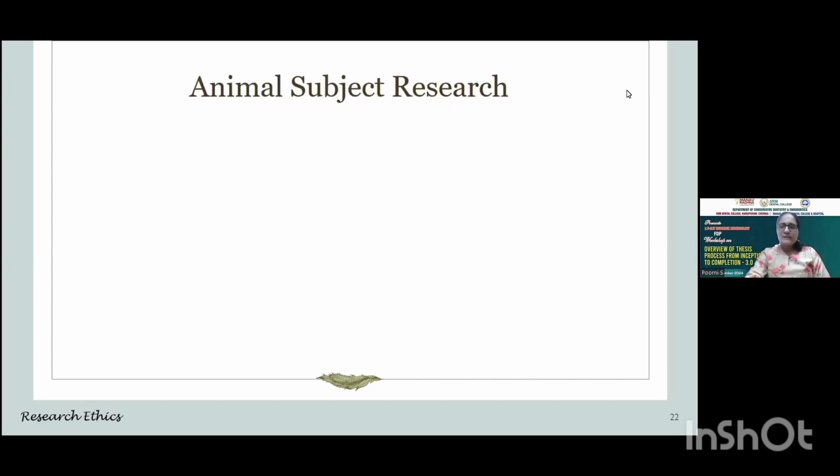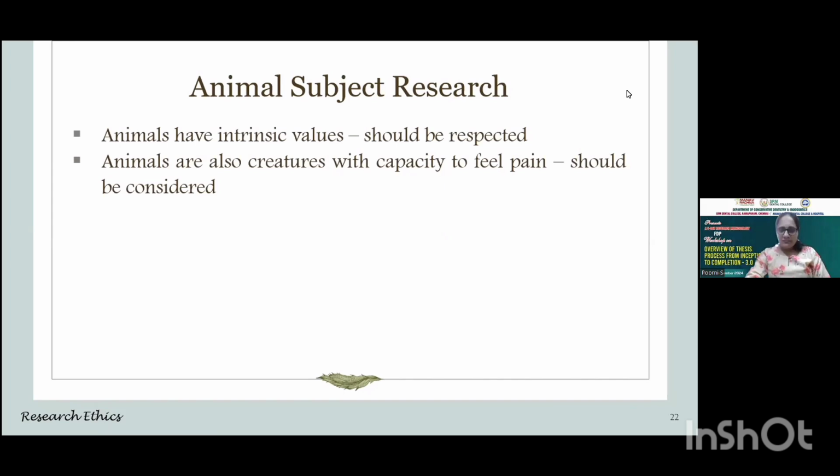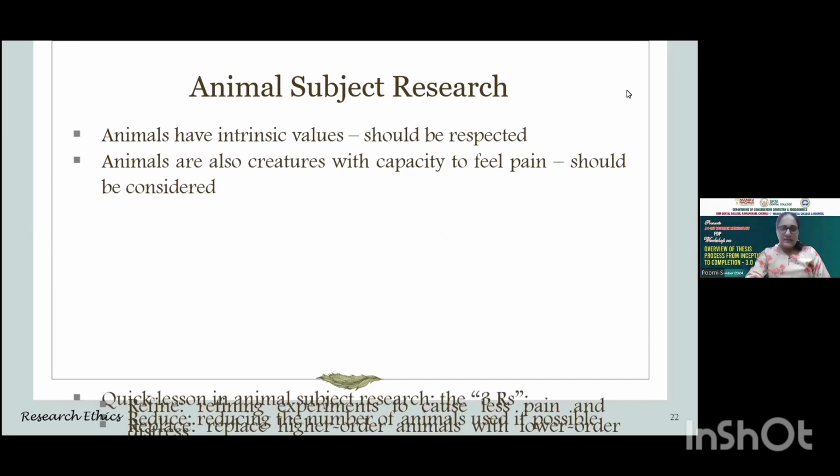Coming to animal research. So in animal research, all our perceptions are like animal research can be done anyways. No, it cannot be done. It also has certain guidelines to be followed because animals do have intrinsic values and they should be respected. Animals are also creatures with the capacity to feel pain and they should also be considered.